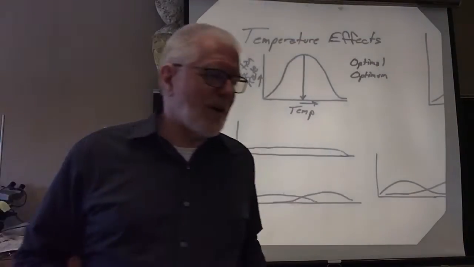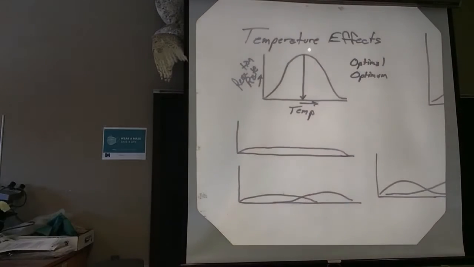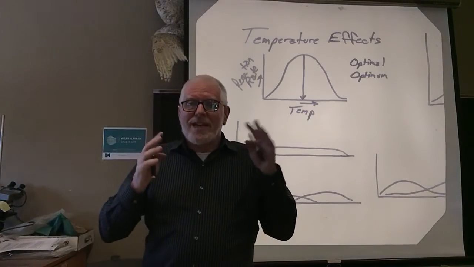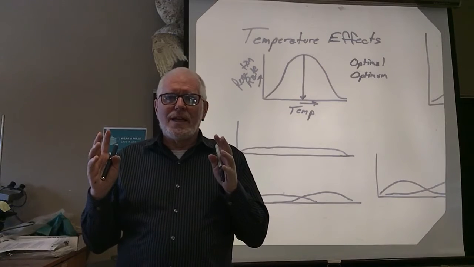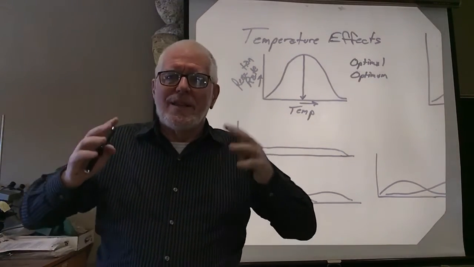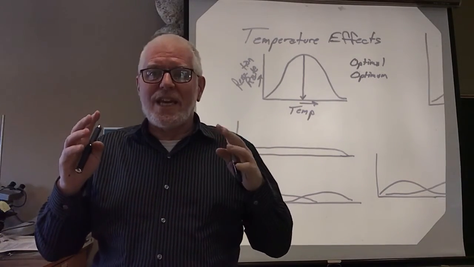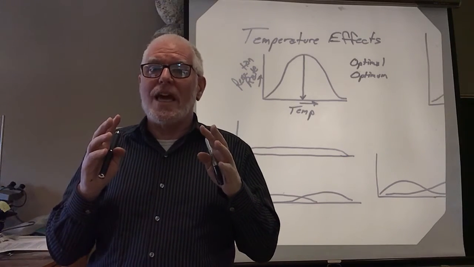So the rate drops off on both sides of the optimal. I didn't mention this. As the enzymes cool off, remember this shaking as you warm them up? Well, as you cool them, they compress somewhat, right? The particles moving inside the protein are not shaking as much, and so the bonds are going to pull them a little bit closer together.